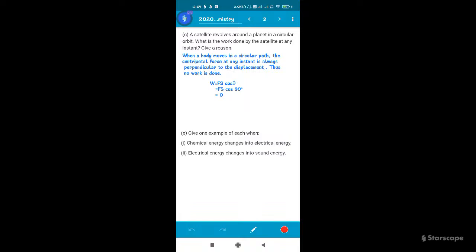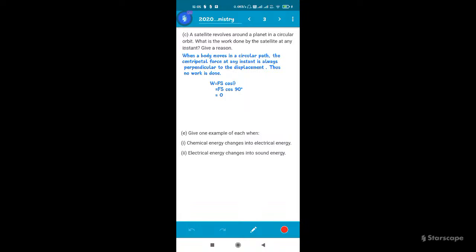Now you know one more thing, that the relation for work is F into S cos theta. This theta is actually the angle between the displacement and the force. In the case of a satellite moving around in a circular manner, the centripetal force is always in a direction perpendicular to the displacement. So if the angle is 90 degree, the value of cos 90 degree is 0. So the work done will also be 0. As a result, no work is done in this case. Even if the satellite is revolving in a circular path, it appears as if it is doing some work, but actually it does not do any work.